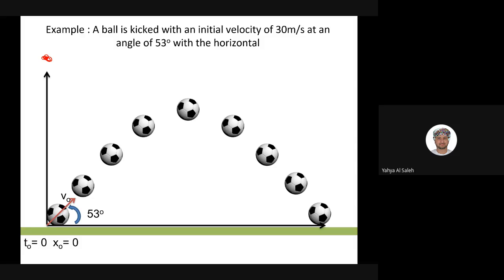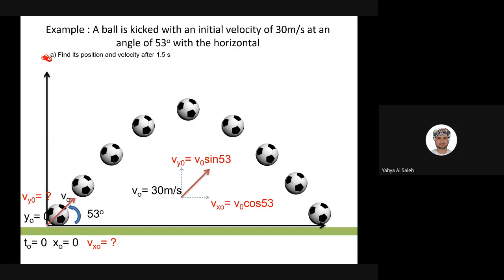I write down I am starting at t naught equals 0, x naught equals 0, y naught equals 0. My initial velocity v naught is 30 meters per second. So I need to bring in the components: v naught cosine 53 for Vx, v naught sine 53 for Vy. Can someone tell me what is 30 sine 53? Should be about 24 meters per second. And 30 cosine 53 should be about 18 meters per second.